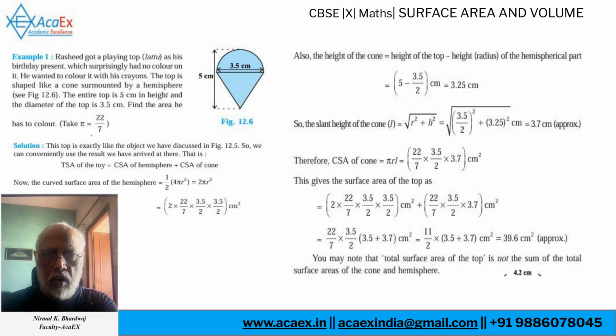With the cone's height, we find its slant height, L, using the formula the square root of r squared plus h squared. This is the square root of 3.5 divided by 2 squared plus 3.25 squared, which is approximately 3.7 centimeters. Now, the curved surface area of the cone is pi times r times L. This is 22 divided by 7 times 3.5 divided by 2 times 3.7. Adding the two curved surface areas together gives us a total surface area of approximately 39.6 square centimeters.